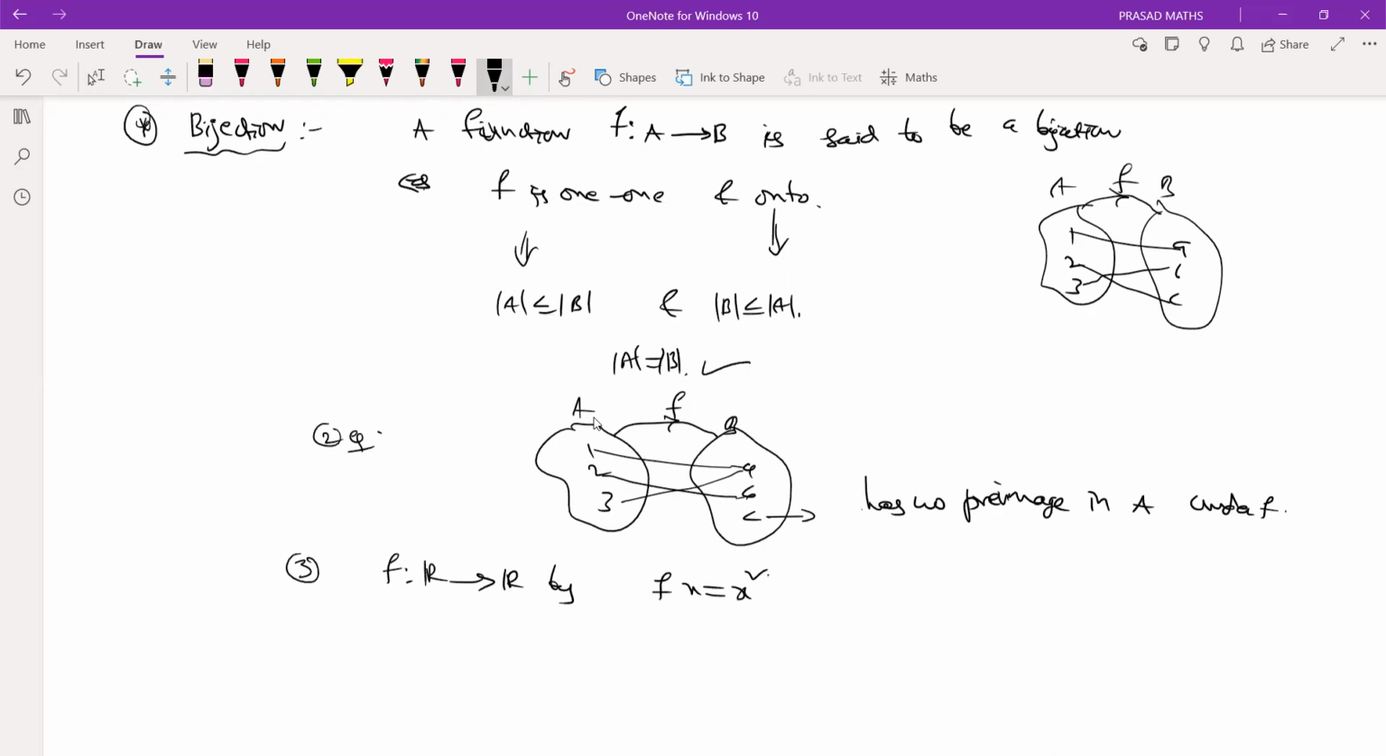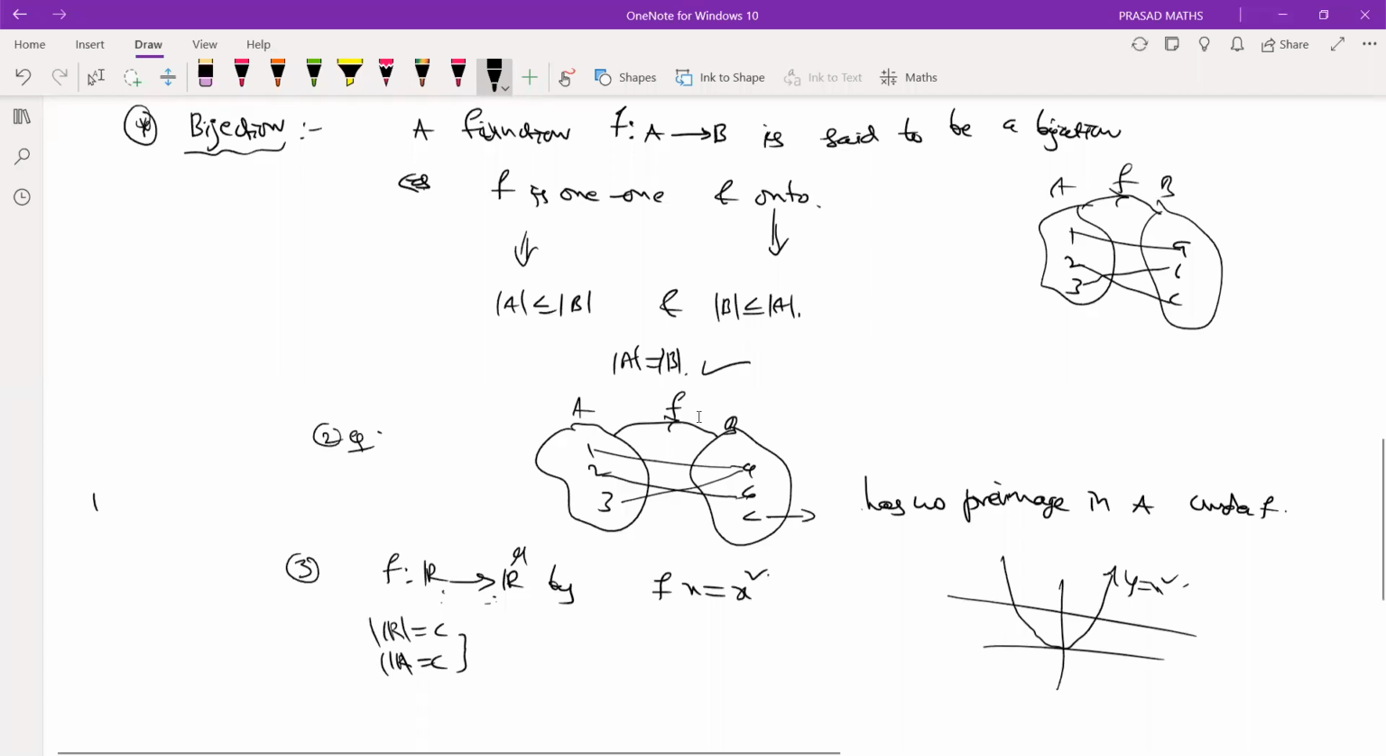This is an example. We'll see later, the cardinality of R is continuum. Here the cardinality of R is continuum. Therefore, these two continuums are the same, so both cardinalities are the same because both are equal sets. But the thing is, it fails to be one-to-one. Of course, it is not an onto function also. Therefore, it is not a bijection. You have seen actually, y equals x square is not a bijection. So if the cardinalities of both sets are equal, that doesn't mean that the function is a bijection function.